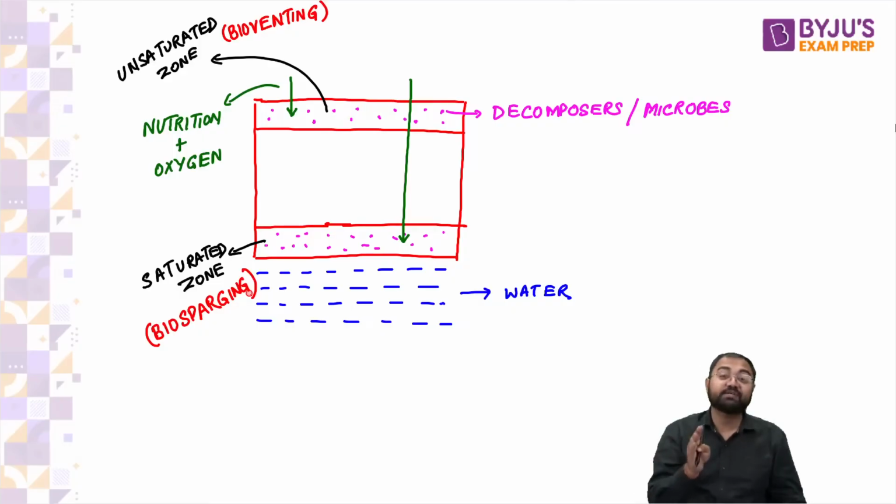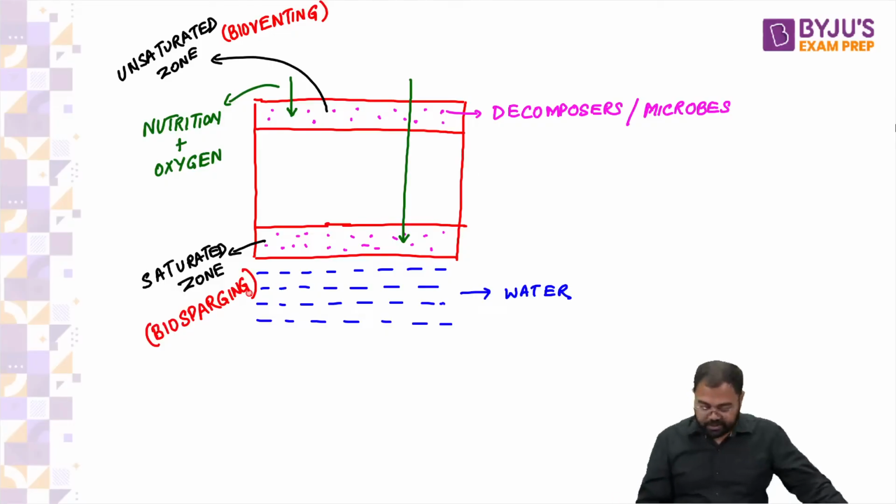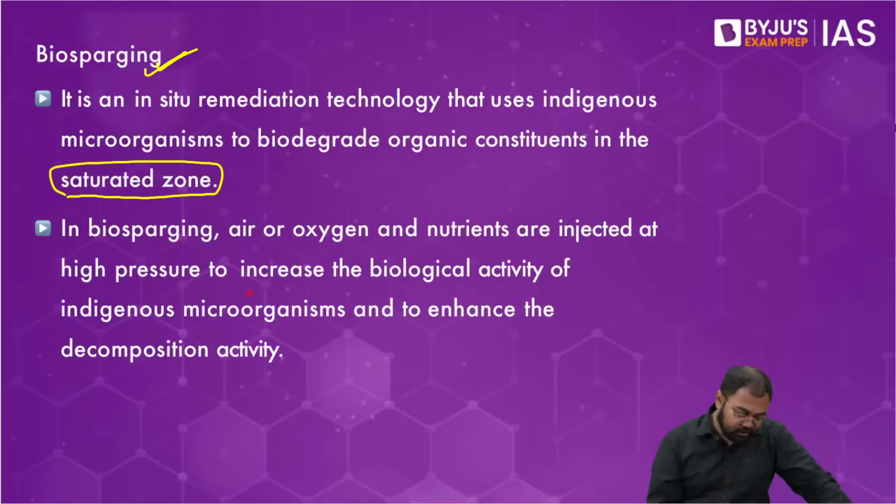Whereas carrying out the same process in the unsaturated zone via bioventing will be much easier, because it's there in the top layer of the soil. So it can be done at low pressure as well. Whereas in case of biosparging, we'll have to do that at high pressure. So that's the basic difference between the top layer and the bottom layer of the soil.